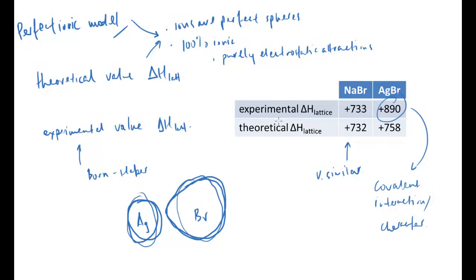That's a very important point to make. The idea of this polarization causing this covalent character, and the differences between the experimental and the theoretical values being because of this polarization, therefore moving away from this perfect ionic model where we have perfect spheres, 100% ionic bonding, and pure electrostatic attractions. Instead, we're moving into the idea of having covalent interaction, covalent character. So that's the final part to look at.